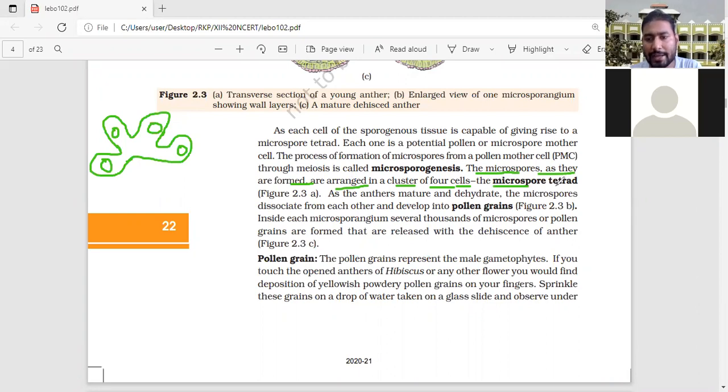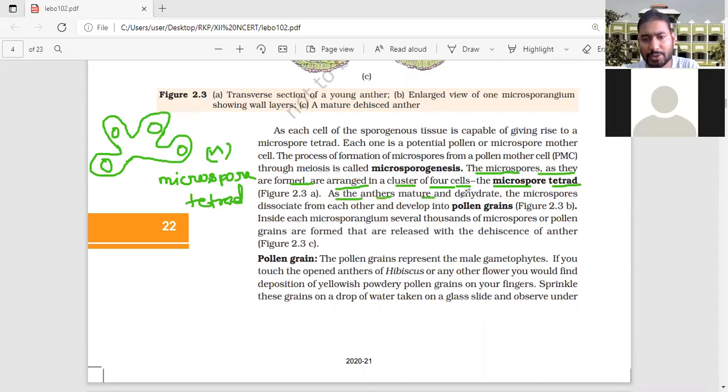This is also known as the microspore tetrad. The microspore tetrad will always be haploid because it is derived from the PMC, pollen mother cells, which are diploid. So the microspore tetrad will be haploid, n.